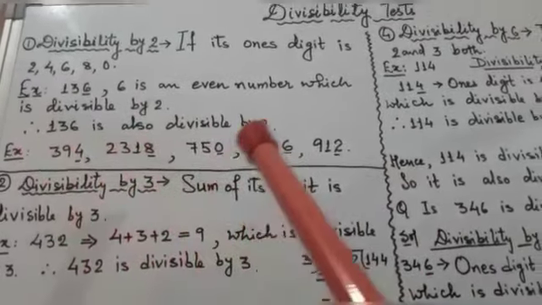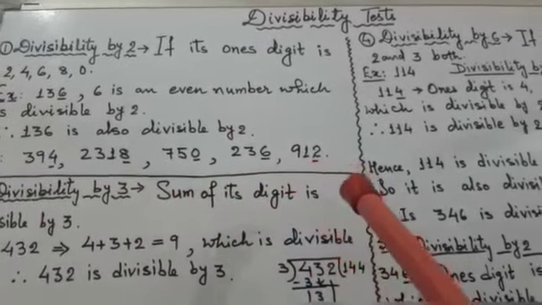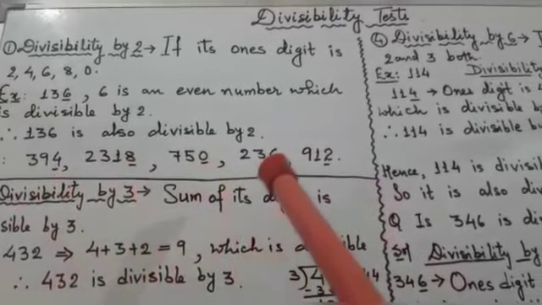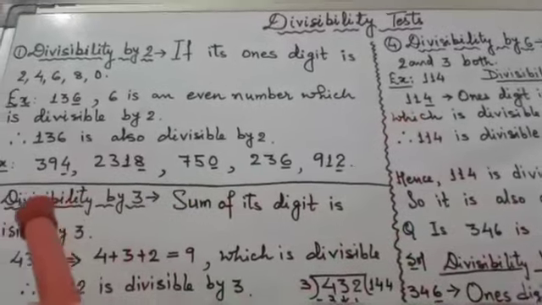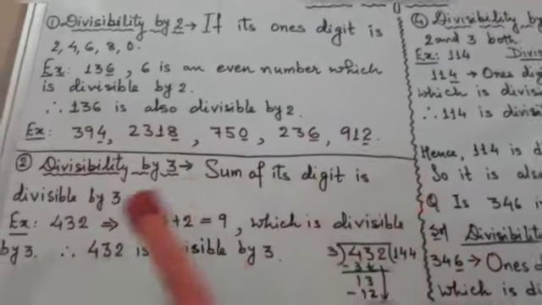Example: 394, 2318, 750, 236, 912. The ones digits are 4, 8, 0, 6, 2. All are divisible by 2. So we can say that all those numbers are divisible by 2.